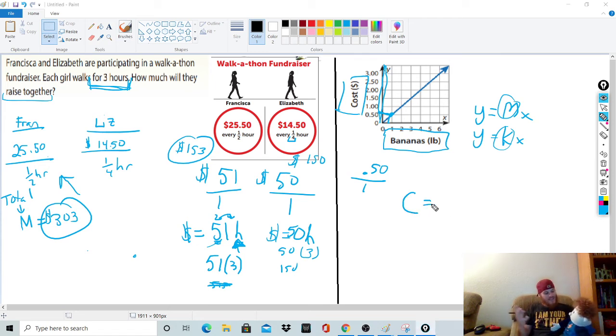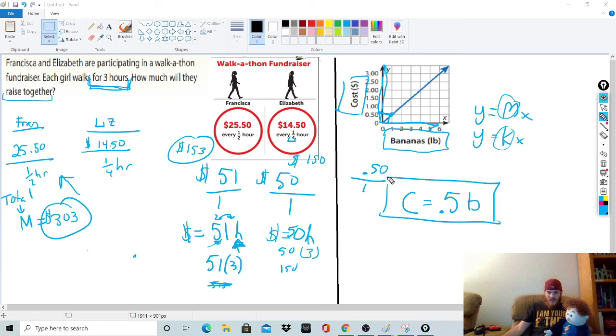Because we don't know what the cost is going to be. It could be anything depending on how many bananas we sell. But we do know one thing. What do we know? The unit rate? The unit rate or the slope is 0.5 or 50 cents. So I can put 0.5, right? And then what's the other variable? That's the x I want to look at. B? It is b, you're right. For bananas. You just wrote your first equation using slope and unit rate using a graph.